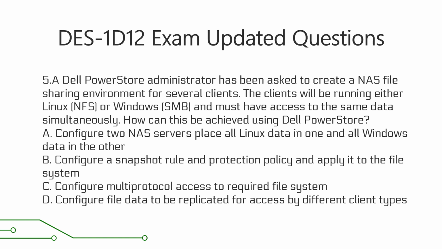A. Configure 2 NAS servers. Place all Linux data in one and all Windows data in the other. B. Configure a snapshot rule and protection policy and apply it to the file system. C. Configure multi-protocol access to required file system. D. Configure file data to be replicated for access by different client types.